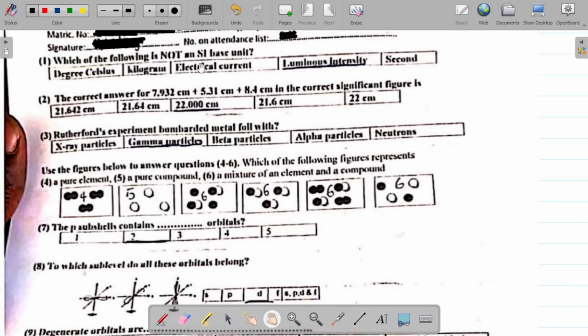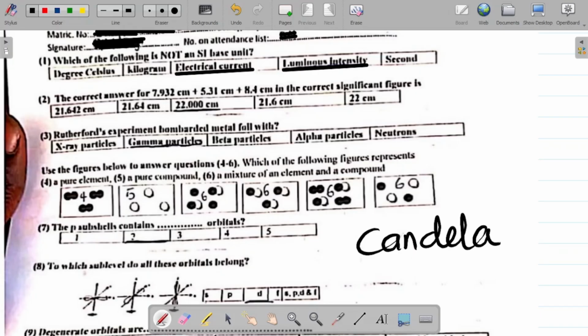So they're asking which of the following is not an SI base unit. Of course, electric current is not a unit. The unit is actually amperes. So I'll underline electric current. This is my first one there. But this question actually has two answers because luminous intensity is also not an SI base unit. Luminous intensity is actually a quantity, and the unit for luminous intensity is candela. Candela is spelled this way. So these are the answers.